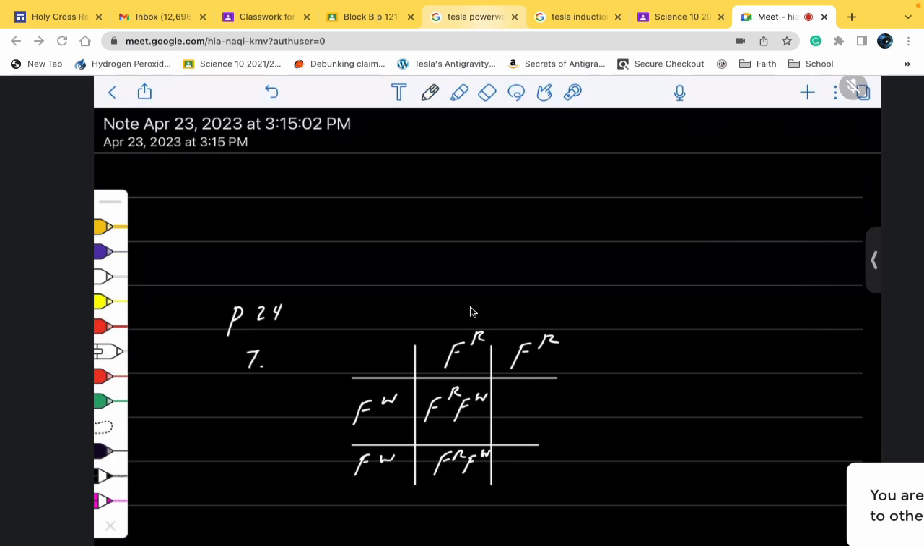Okay, let's complete this. We have, starting with the second column, FR, first row, FW. Notice they're in a different order. It's the same pair. The order doesn't matter. And then for the last pair, FR, FW. So in all four cases, you end up with a blending pink. All of them are pink, FR, FW. The genotypes of the parents are this: FR, FR, and FW, FW. That's the genotypes of the parents.